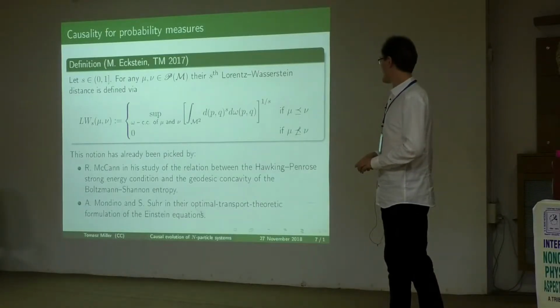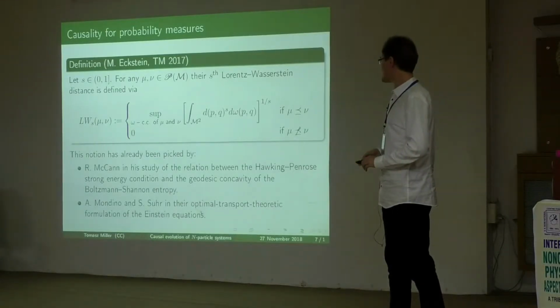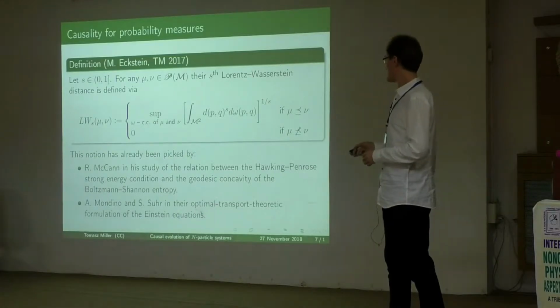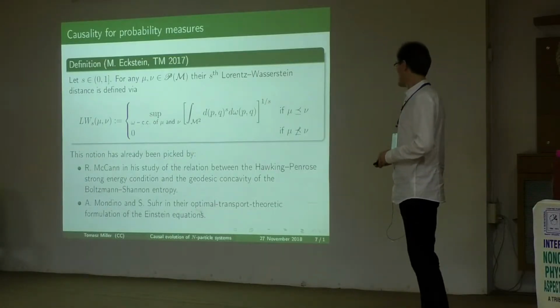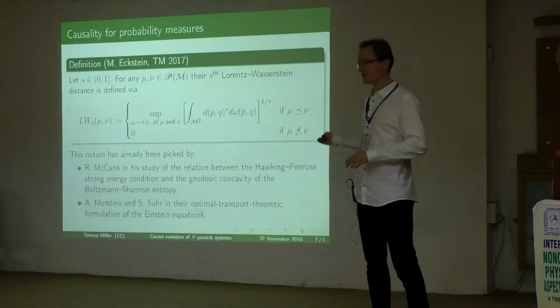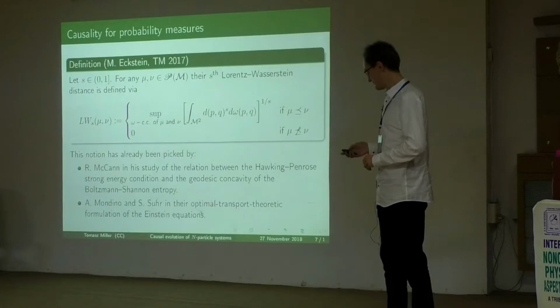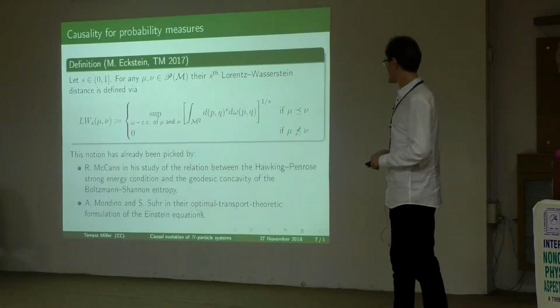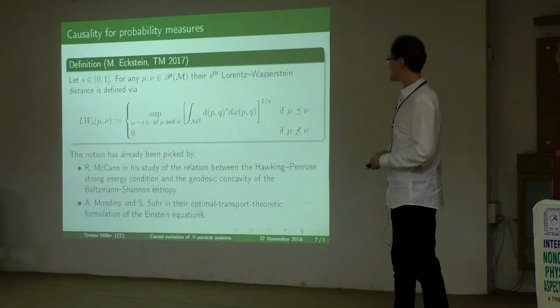And another use of this Lorentz-Wasserstein distance has been put forward by Andrea Mondino and Stefan Suhr in their optimal transport theoretic formulation of the Einstein equations. These are both very fresh papers. They're on arXiv. I think they are still under review in their respective journals.